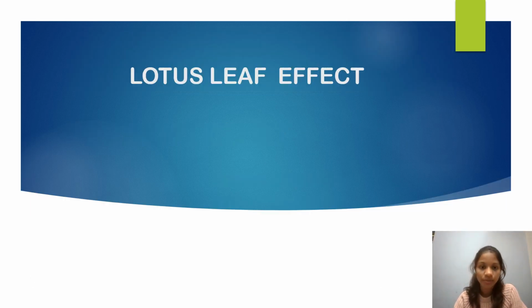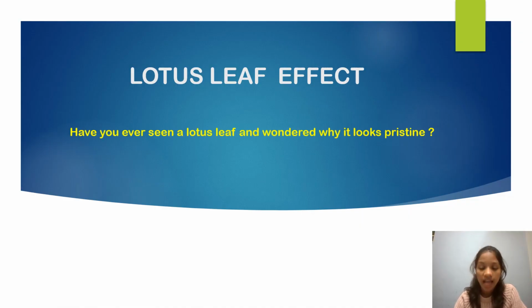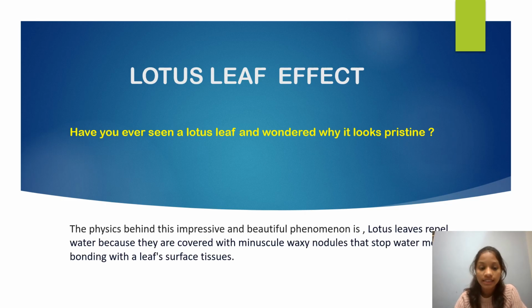We're going to discuss a topic called the lotus leaf effect. Before going to the main point, let me ask you something. Have you ever seen a lotus leaf and wondered why it looked pristine? This is because lotus leaves repel water because they are covered with minuscule waxy nodules that stop water molecules bonding with the leaf surface tissues. This is the main reason why the water droplets do not settle on the lotus leaf.